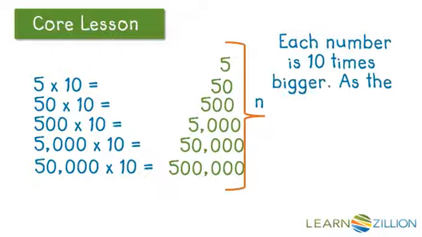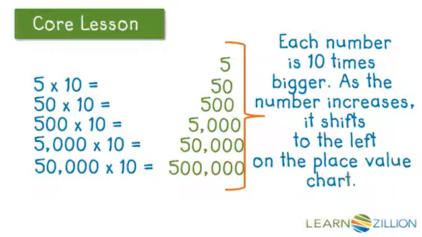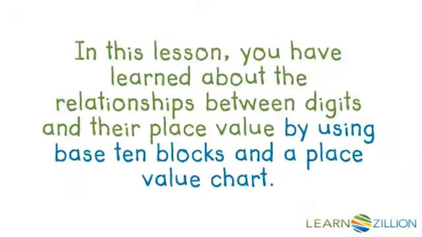Each number is 10 times bigger, and as the number increases, it shifts to the left on the place value chart. In this lesson, you have learned about the relationships between digits and their place value by using base 10 blocks and a place value chart.